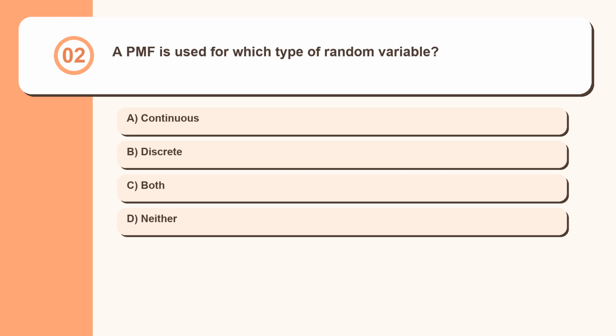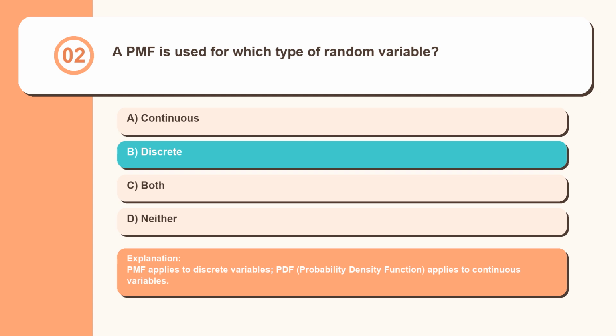Question 2. A PMF is used for which type of random variable? Continuous, discrete, both, neither. PMF applies to discrete variables. PDF, probability density function, applies to continuous variables.